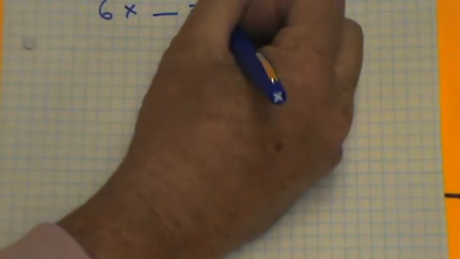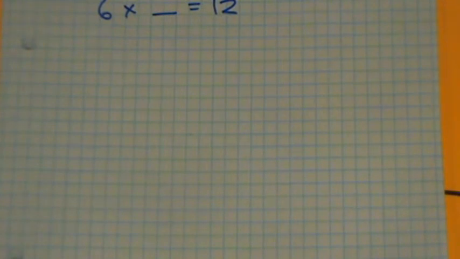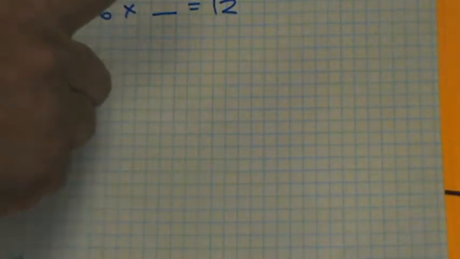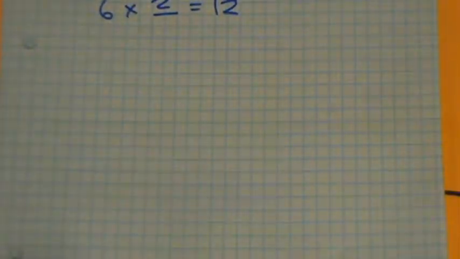It's 6 times a number equals something, and that something is 12. So 6 times what is 12? Well, we can count by 6s. 6, 12. So 6 times 2 is indeed 12. We continue on our bold venture in math.